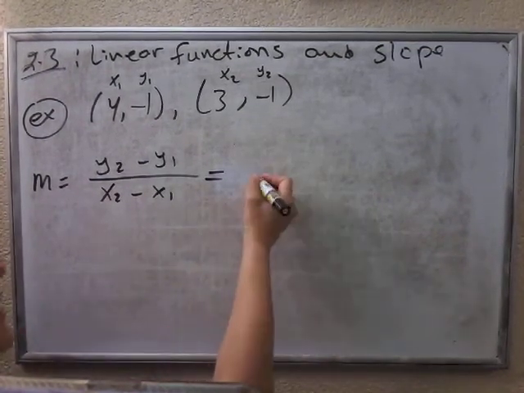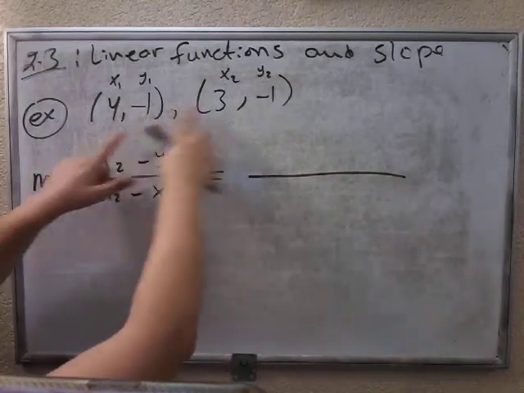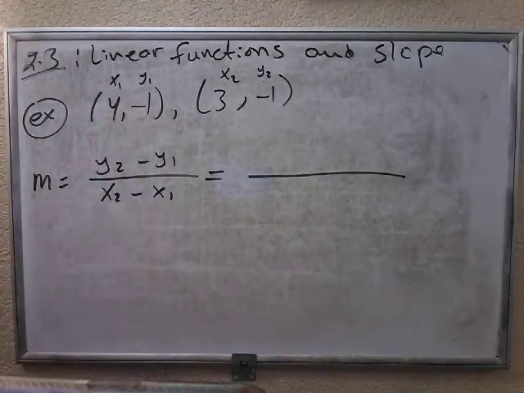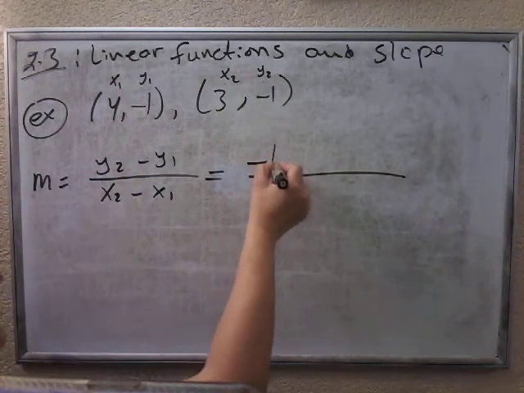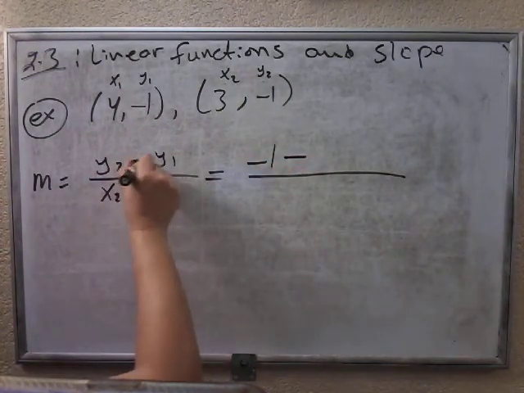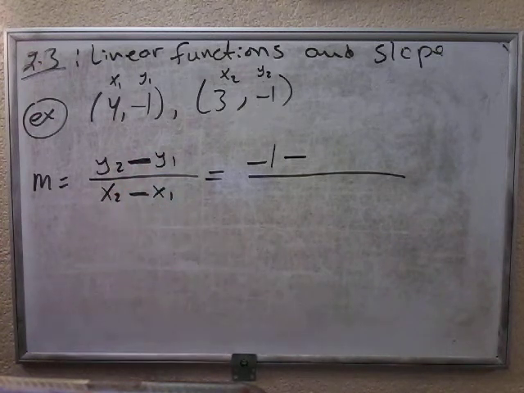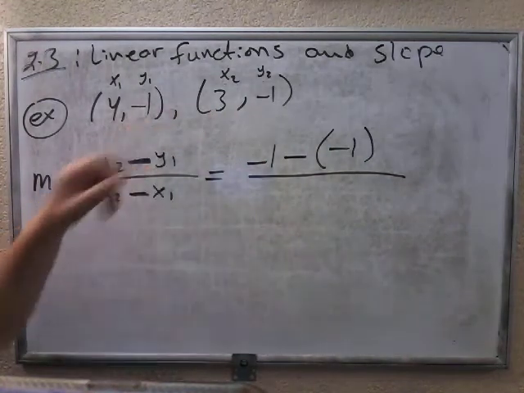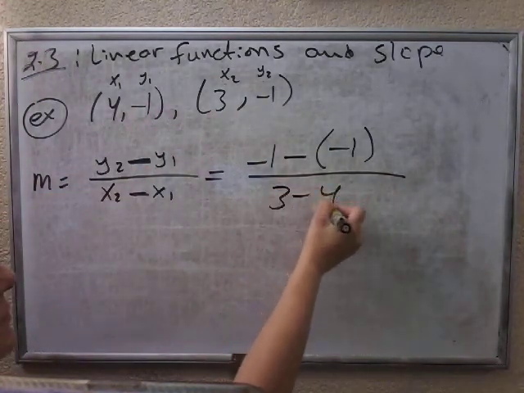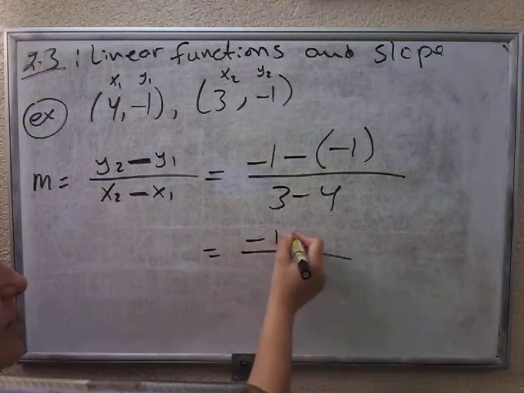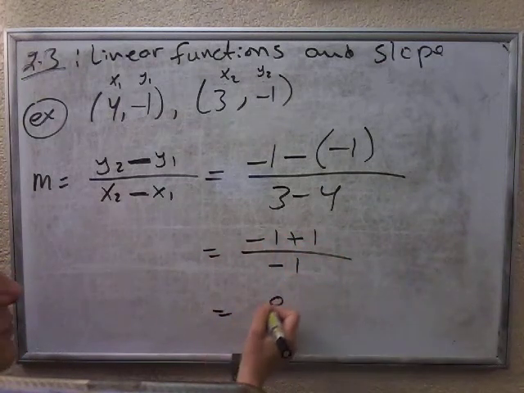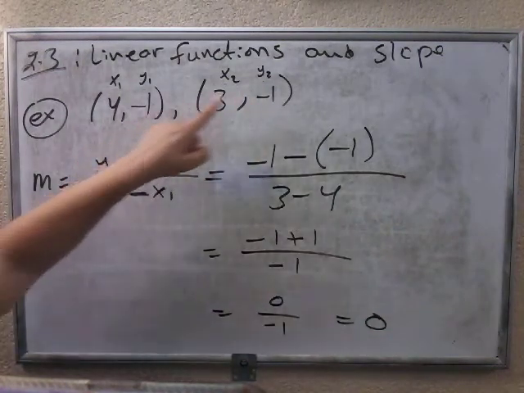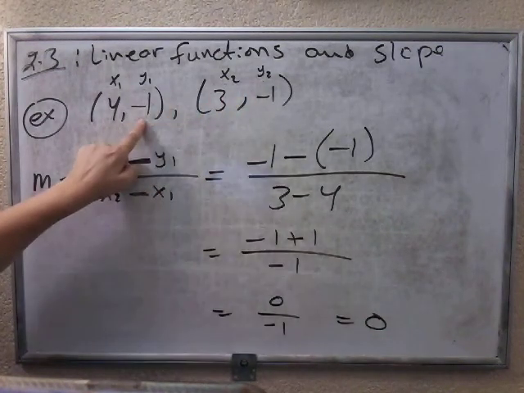So your x1, y1, I already marked them for you, so we're going to substitute here. But be careful with this minus and the numbers being negative also. So negative 1 minus came from the formula. These are the difference of y, the difference of x. Minus negative 1. Be careful here. And 3 minus 4. So that's negative 1 plus 1 over negative 1, and that's 0 over negative 1, which is equal to 0. And if you look at it, there's no change of y. The y is the same.